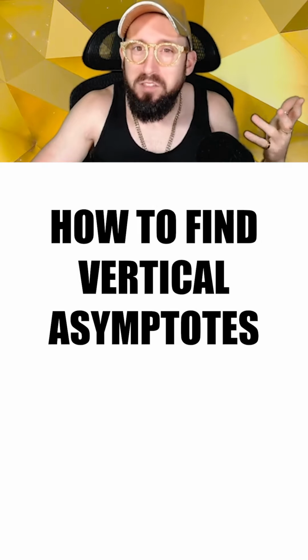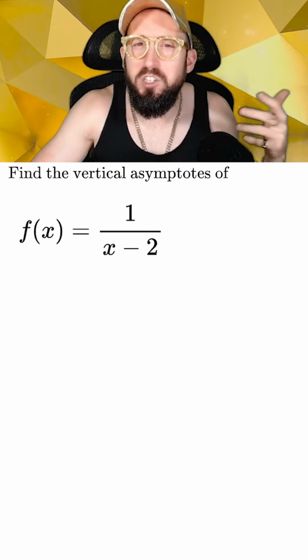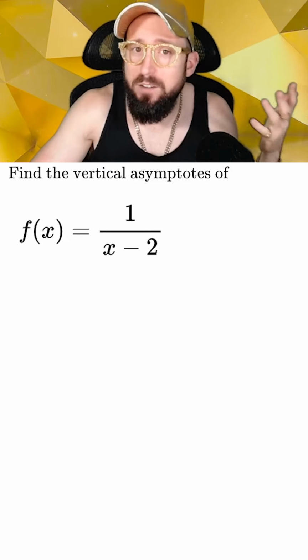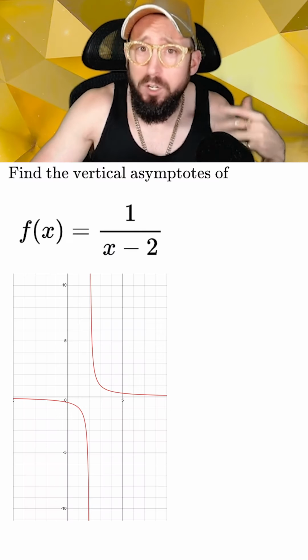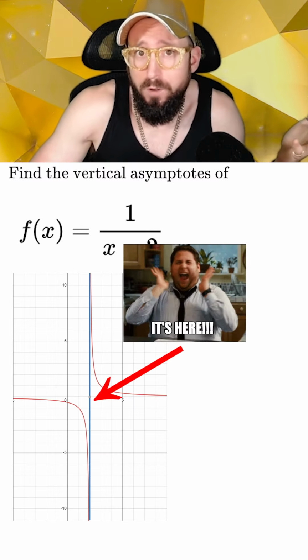Here's how to find the vertical asymptotes of a function. So a lot of times you'll be given a function like this and asked to identify if it has any vertical asymptotes. One way to find them would be to graph it using something like Desmos and see where the function blows up. However, I'm going to show you a simpler way to do it without graphing.